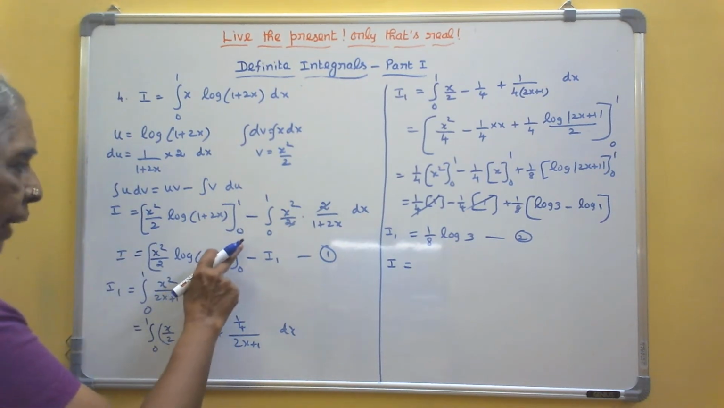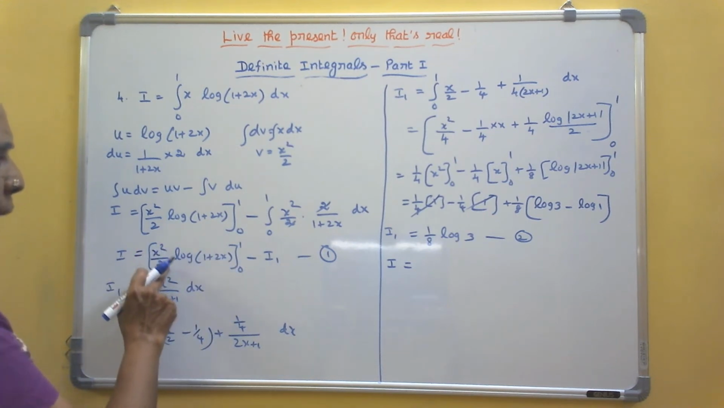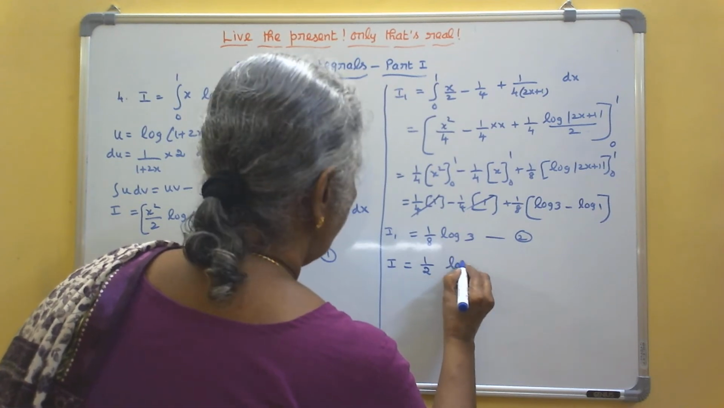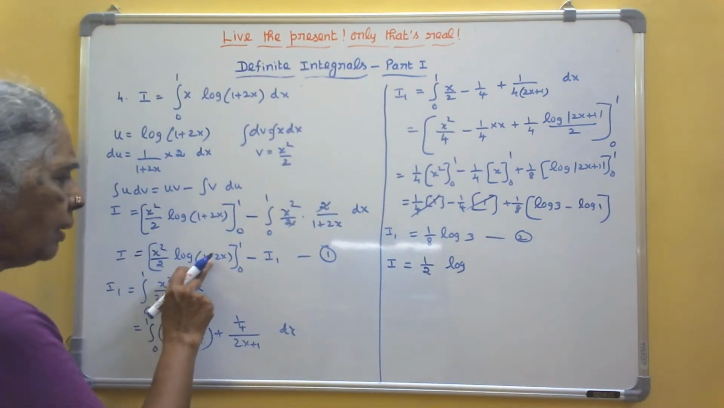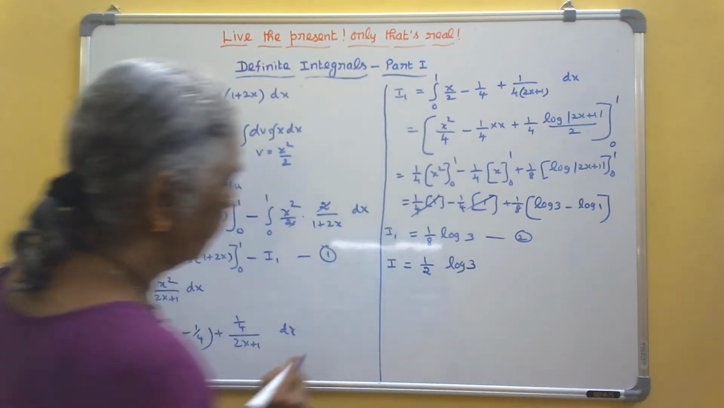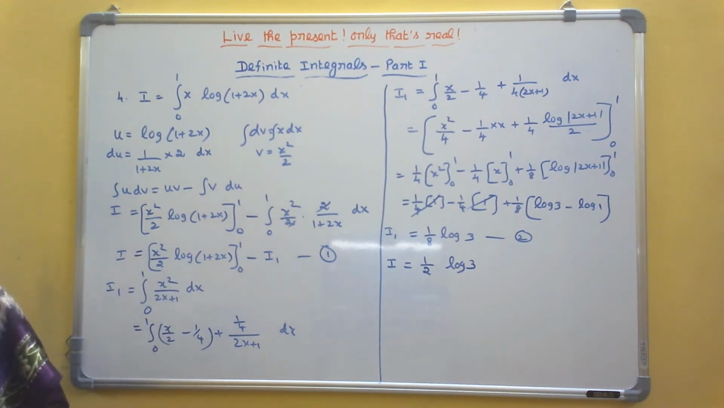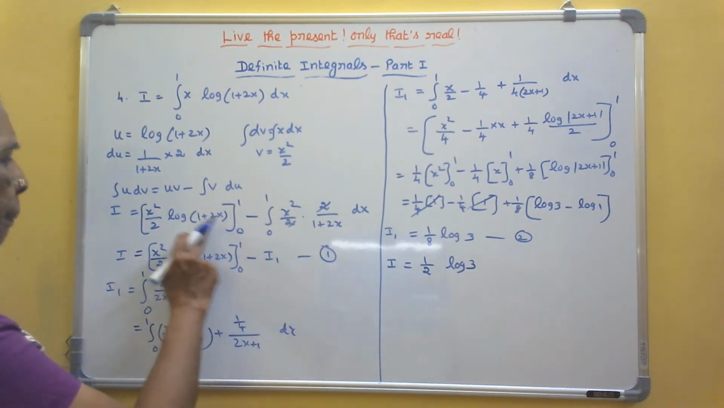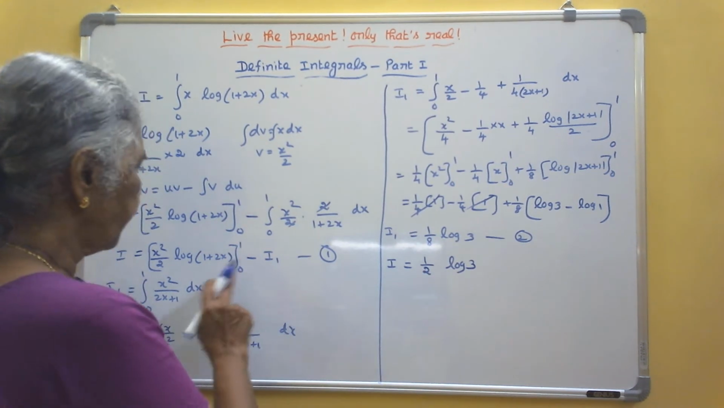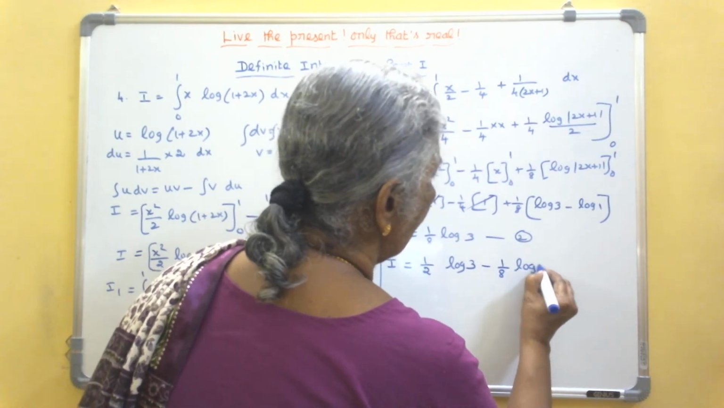So now when I substitute 1, I will be getting here 1 by 2. Okay. Then log 1 plus 2, that is 3. So I will get log 3. If I substitute 0, it becomes 0. 0 into anything will be 0. So the first part, after you apply the limits, becomes 1 by 2 log 3. Then minus I1. Minus I1 is 1 by 8 log 3.